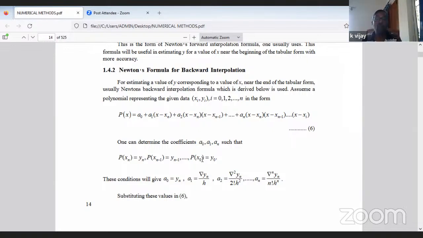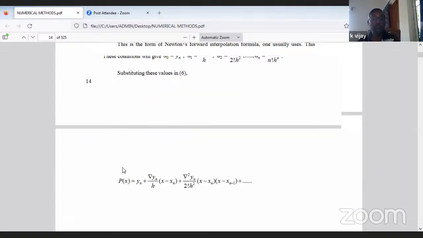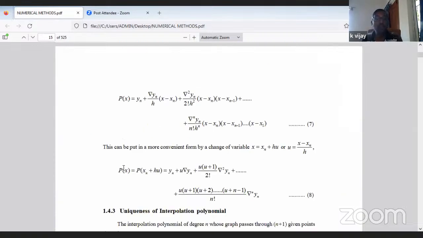So one can determine the coefficients a0, a1, a2, up to an, such that P(xn) is equal to yn, P(xn minus 1) is equal to yn minus 1, and so on down to P(x0) is equal to y0. This is in the nabla formula: a0 is equal to yn, a1 is equal to nabla yn by h, a2 is equal to nabla square yn by 2 factorial h square, and an is equal to nabla n yn by n factorial h to the n. So this is the formula I am using here. P(x) is equal to yn plus nabla yn by h (x minus xn), plus nabla square yn by 2 factorial h square (x minus xn)(x minus xn minus 1), and so on up to nabla n yn by n factorial h to the n (x minus xn)(x minus xn minus 1) and so on.